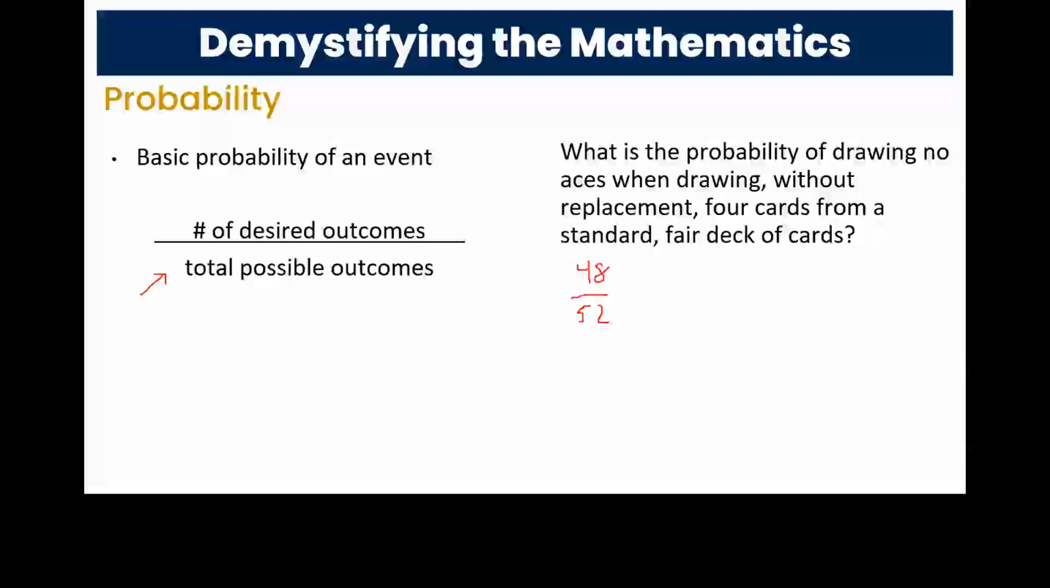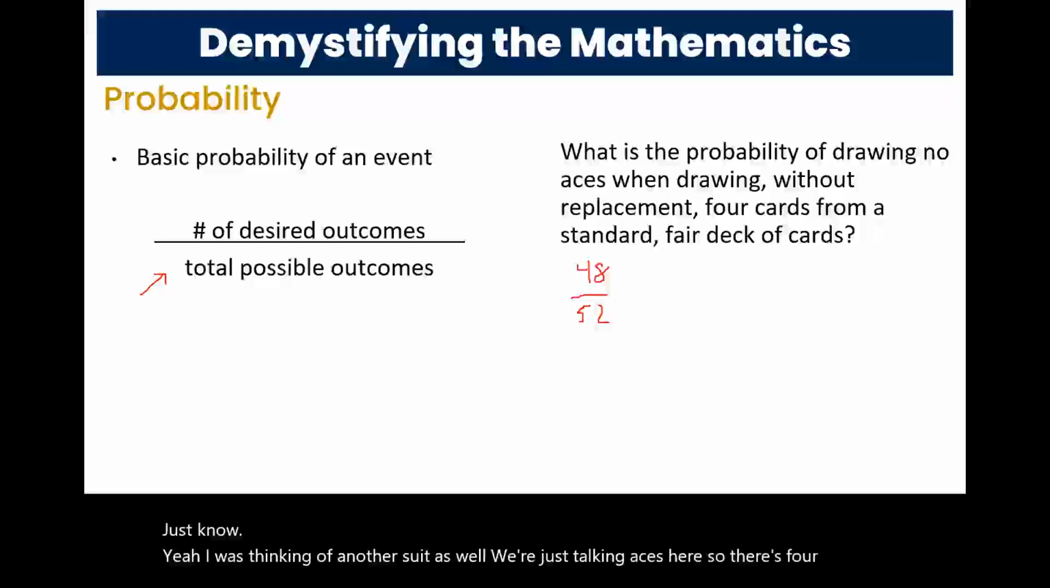$48 cards are no aces. Our 48 cards are everything but aces. Agree? Yes, no? Yeah, I was thinking of a suit as well. We're just talking aces here. So there's 4 less cards because of the no aces part.